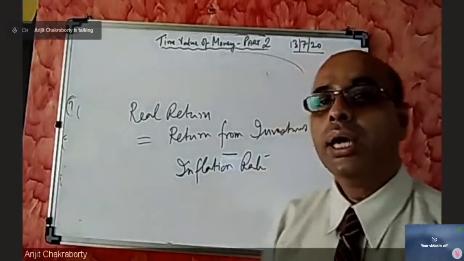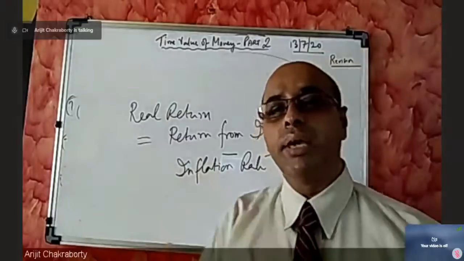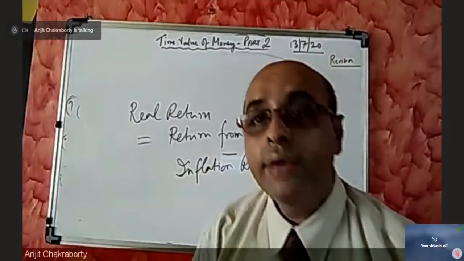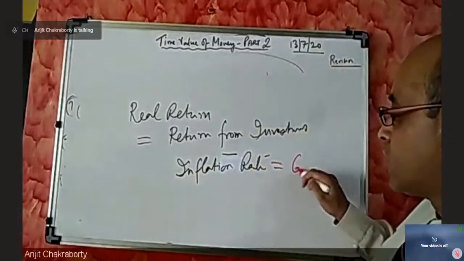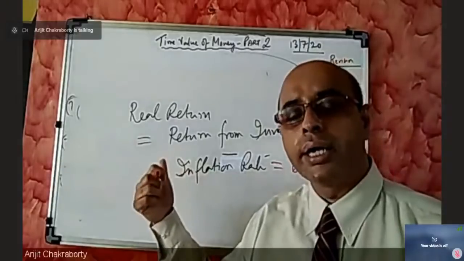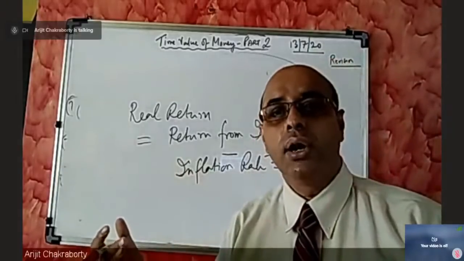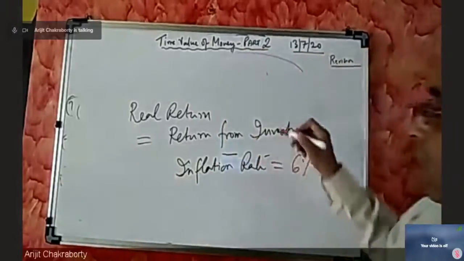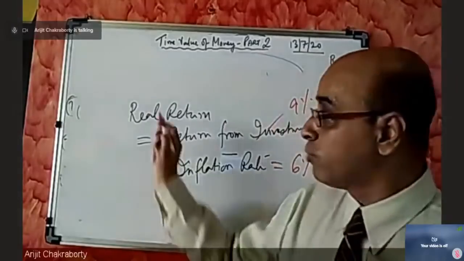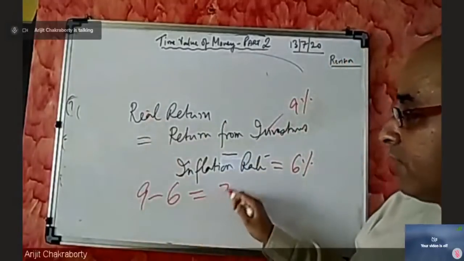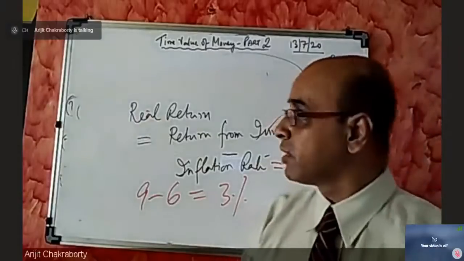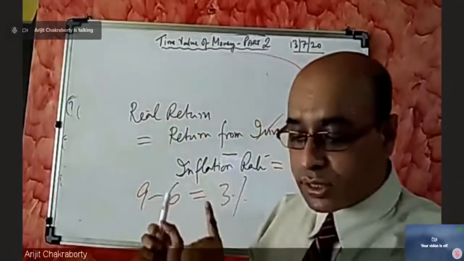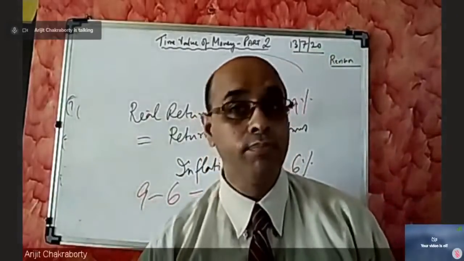Very important for you. Real return, the actual return I am making, is the return from the investment minus the inflation rate. So, if the inflation rate is 6% and I have invested money in shares or in a mutual fund and I am earning a return of 9%, my real return is 9 minus 6, that is 3%. Please remember this because this is an important part of the chapter time value of money. This concept and this formula are very important.